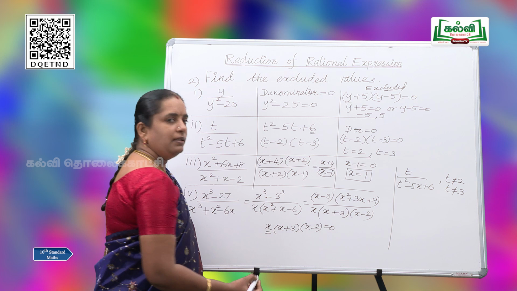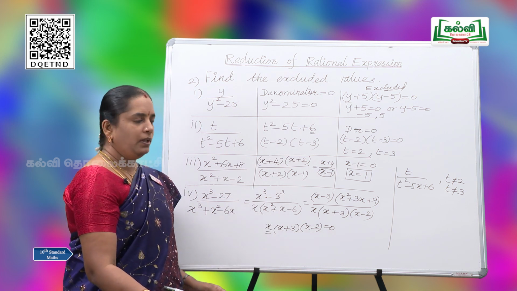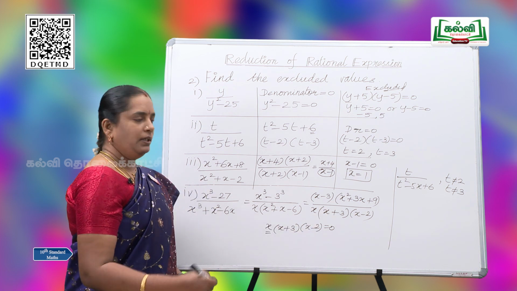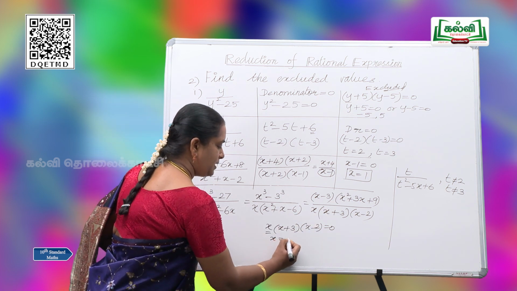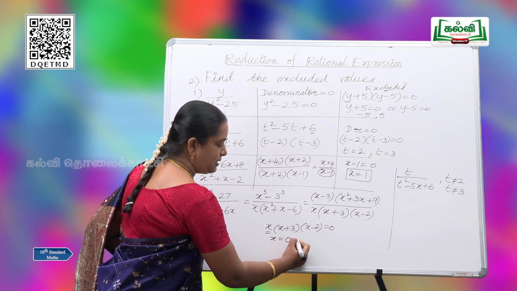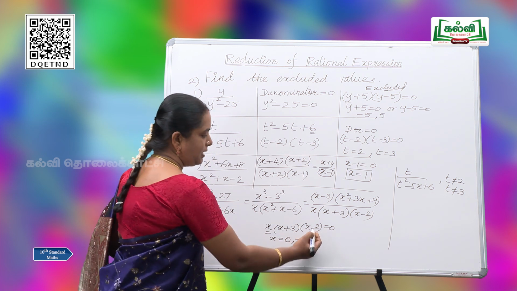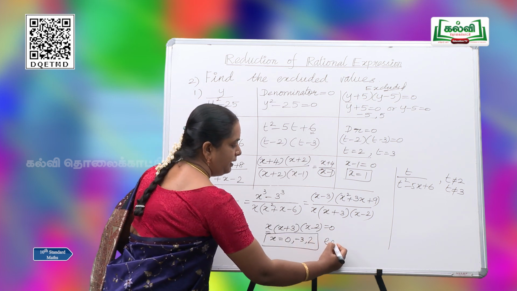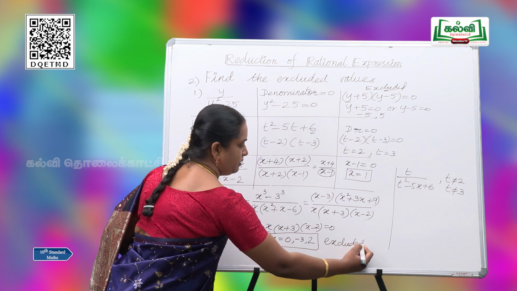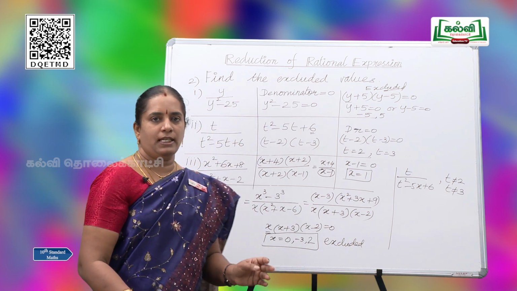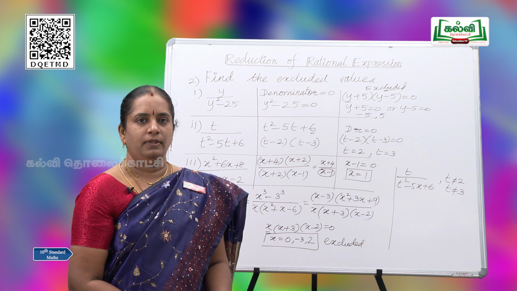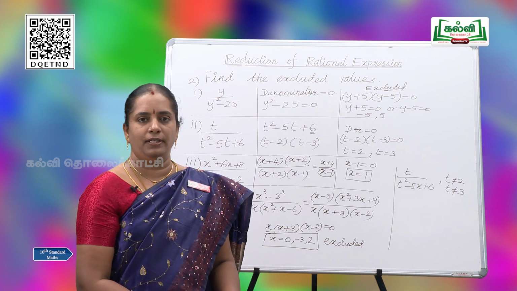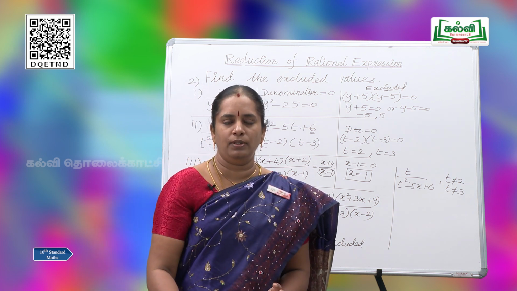So, we can say that either x is 0 or x plus 3 is 0 or x minus 2 is 0. That means, x is equal to 0, x is equal to minus 3, and x is equal to 2 are the excluded values. These are to be excluded to make the rational expression a defined one. If x takes these values, our rational expression becomes undefined. Can you understand why we exclude these values?